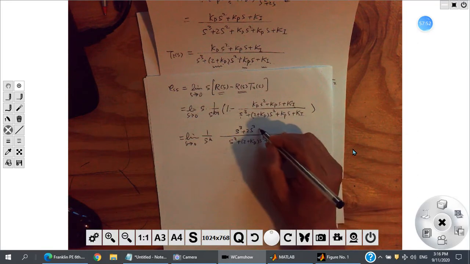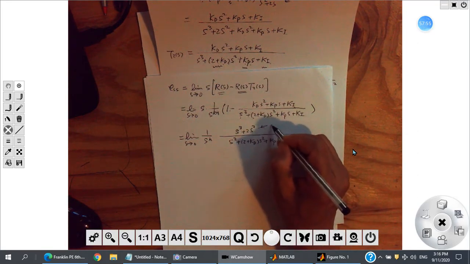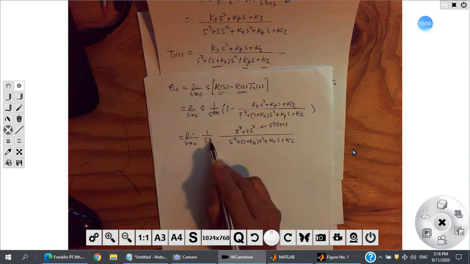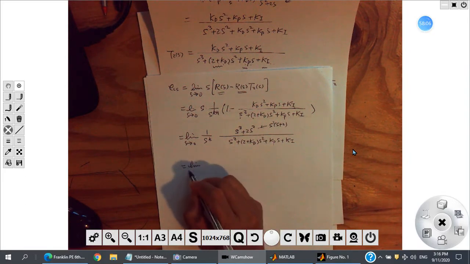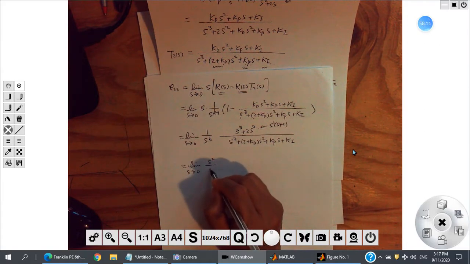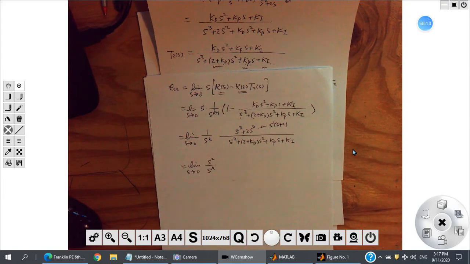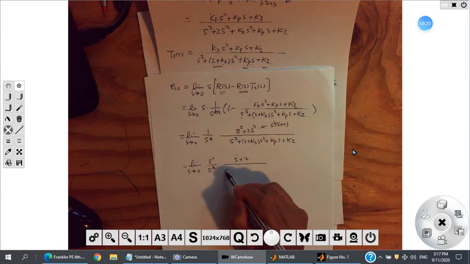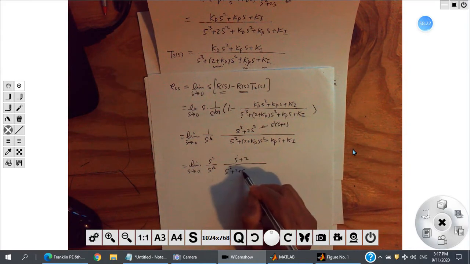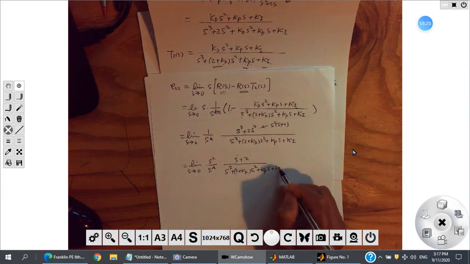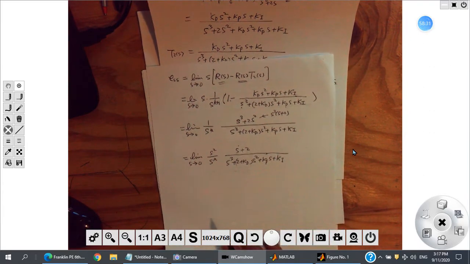Alright, you see, I have s squared. So this is s squared times s plus 2. And s squared can cancel with the s to the k here. So this is the limit as s tends to 0. I just put it like this: s squared over s to the k. If k is larger than 2, you can cancel something. And this side is s plus 2 over s cubed plus 2 plus kd times s squared plus kp s plus ki. Now s tends to 0.